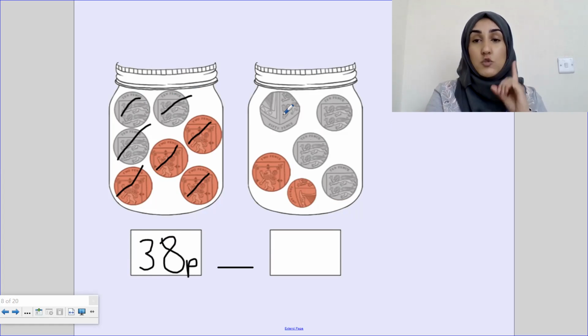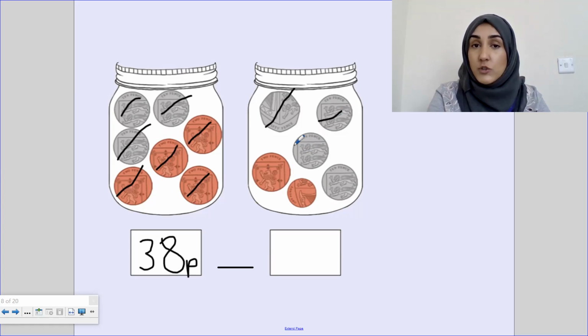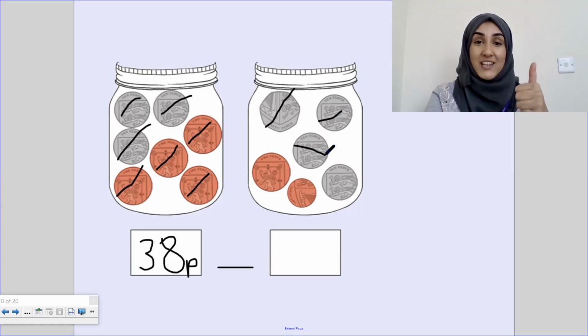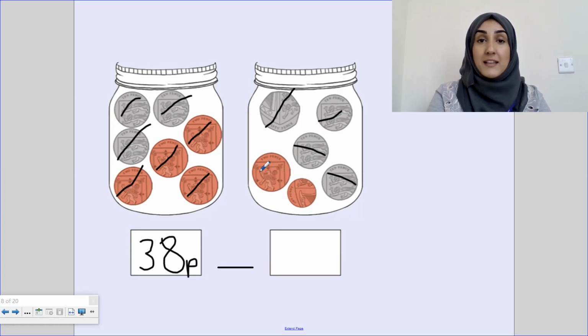Okay, moving on to the next jar. I can recognise straight away that 50p is the biggest value here. So I'm going to start off with 50. Add on 10 pence is 60. Add on another 10 pence is how much? 70. Great job. Add on 10 more from 70, 80. Well done. Add on 2 pence, 82. Great job. And add on one more penny, 83. Well done, Morris class. So we've got 83 pence in this jar.